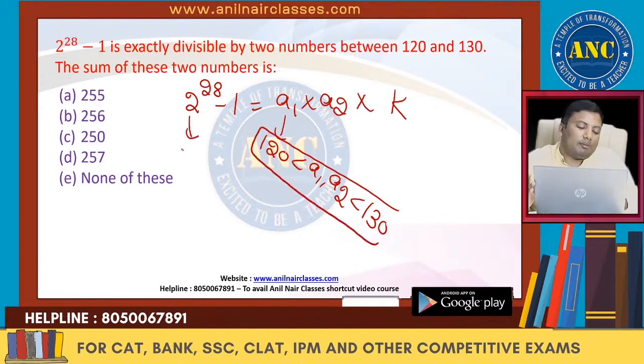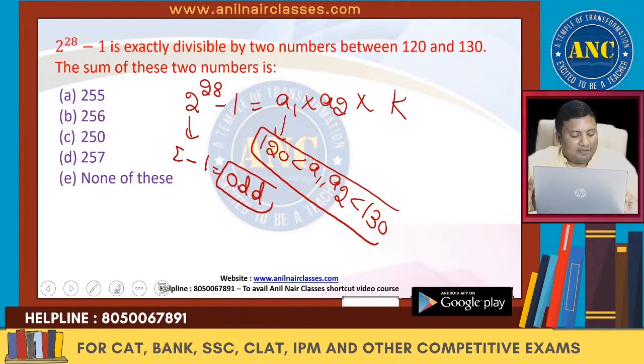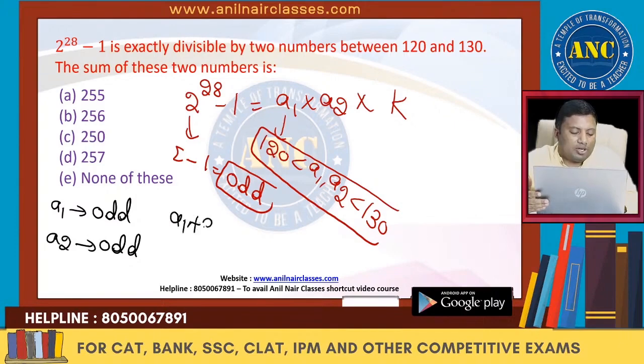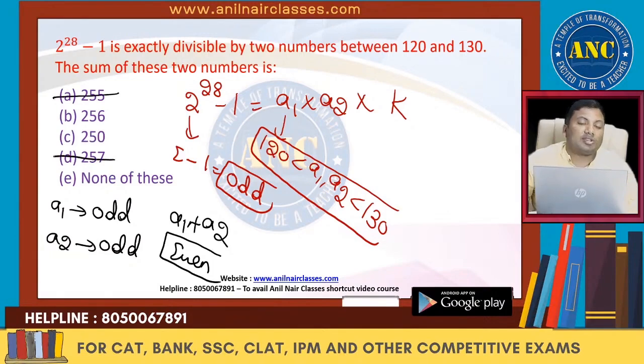2 is an even number. Even power of anything is even. Even minus 1 is an odd number. Left hand side is an odd number. So an odd number will always be a product of odd numbers. That means definitely A1 will be an odd number. Odd into odd into odd into odd, then only I will get odd. A2 will also be odd. What is the question? Sum of these two numbers. Odd plus odd is nothing but an even number. Answer should be even.